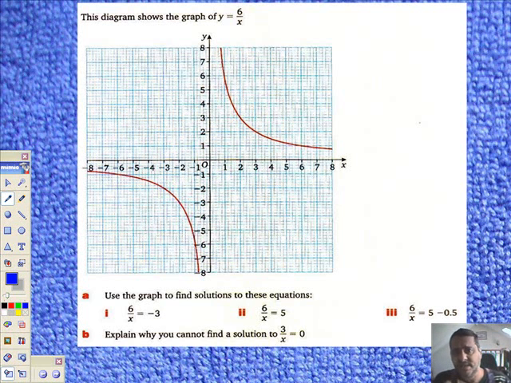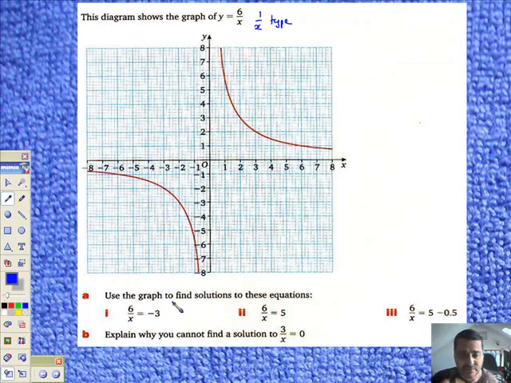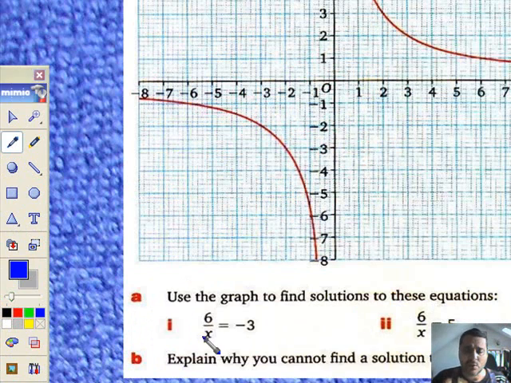Right, welcome to the Assessor chapter 21. This is page 323 and this is question 2. So the diagram shows the graph of the equation y equals 6 over x, obviously a 1 over x type graph, reciprocal graph, characteristic shape, 2 branches as follows, and we're going to use the graph to solve these equations.